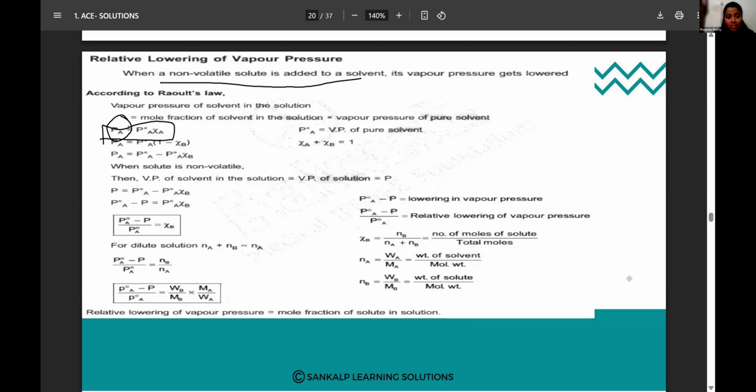XA is 1 minus XB. That is what we took as X1, where we replaced it with 1 minus X2. They have just considered it as A, B. Then again, when you multiply P naught A with 1 and XB, this is deriving to this equation. And very simply, quickly, let's finish this concept.